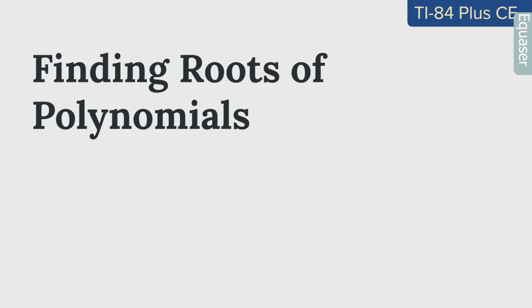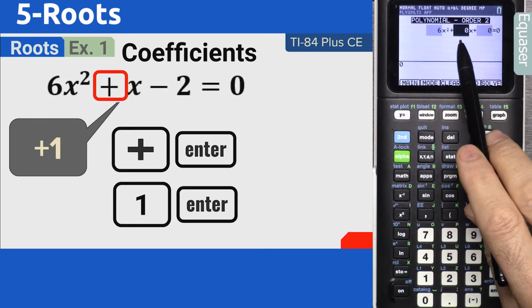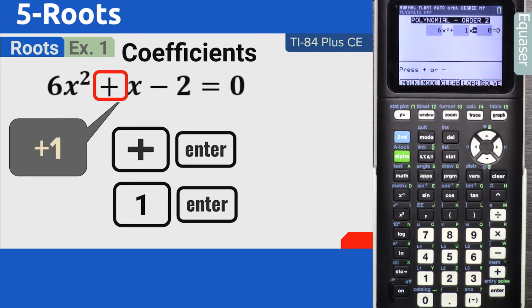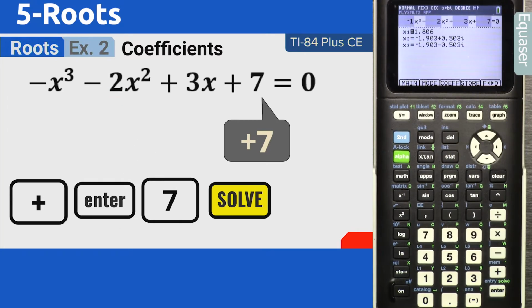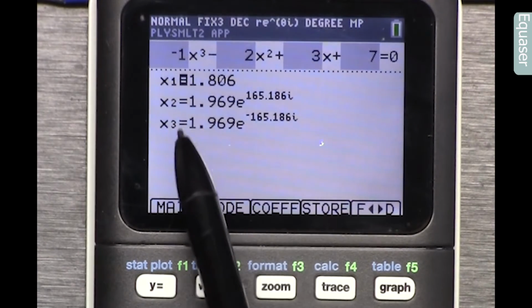In this video we are going to find roots of polynomials using the Texas Instruments TI-84 Plus CE Python Edition. We are going to find real and imaginary roots. We are going to use coefficients from a list. We are going to save roots into the list. We are going to have a look at the polar and rectangular answer.